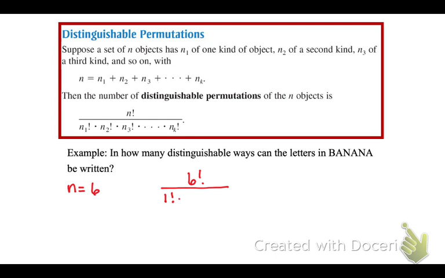Times. How many a's are in banana? 3. So 3 factorial. And then 2. And how many n's are in banana? 2. So when you are done, your 1 plus 2 plus 3 should add up to 6, because there's 6 letters. Does that make sense? Your bottom should add up to what your top factorial is. And then you do the math.